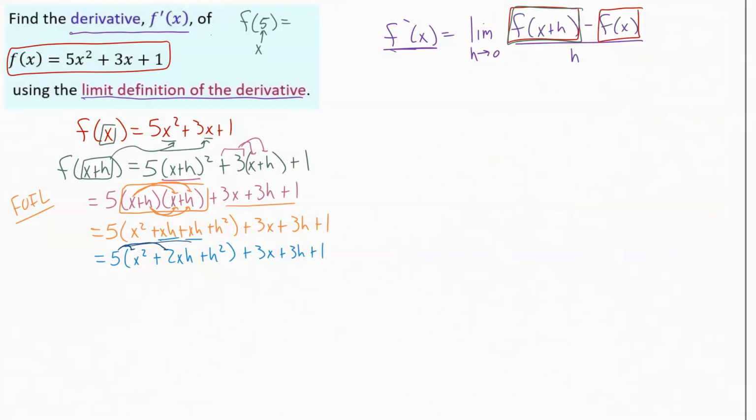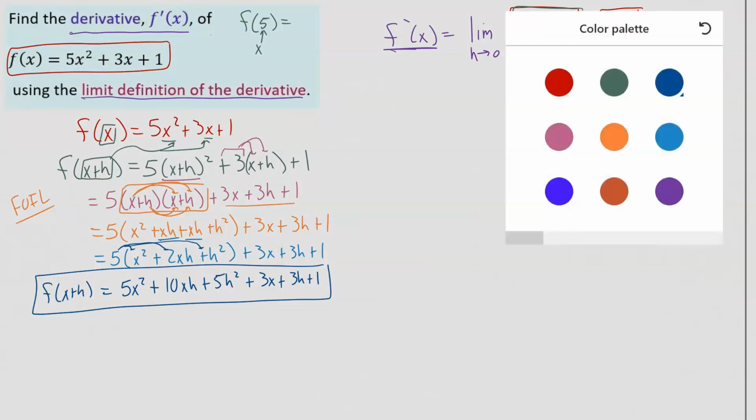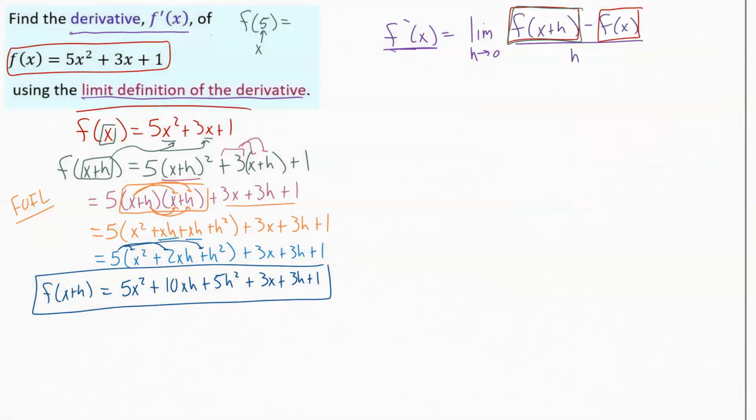So distributing the 5 through there, we end up with 5x squared plus, and then 5 times 2xh gets us 10xh, plus 5h squared, and then the rest of the stuff that we've been keeping with us this whole time. So you'll notice there's no like terms there for you to combine. And what you now finally have is a value for f of x plus h. So we have our f of x plus h. We started off with our f of x given to us for free.